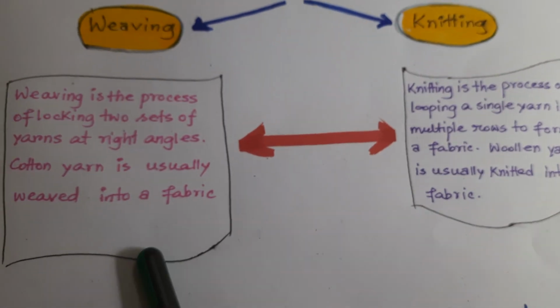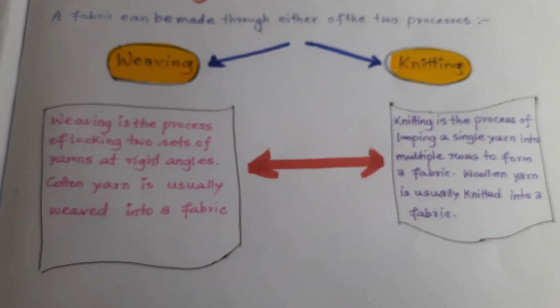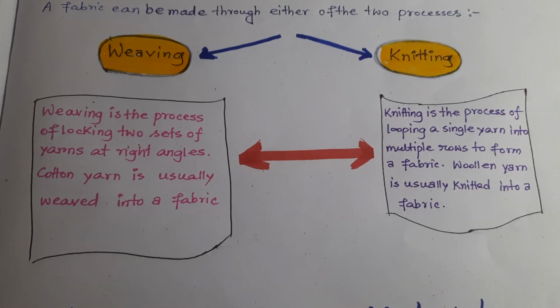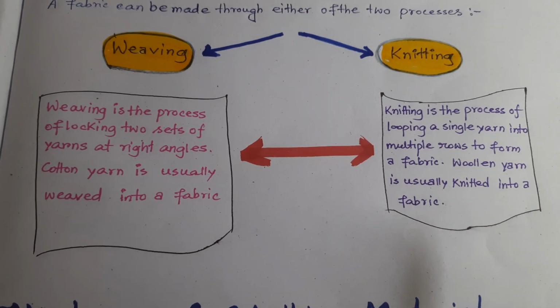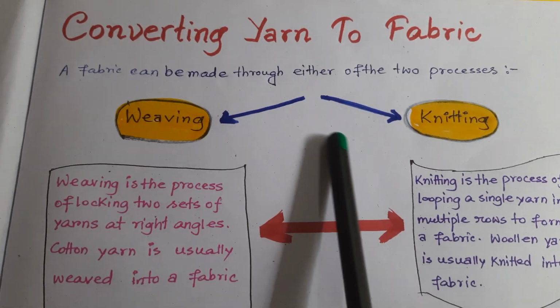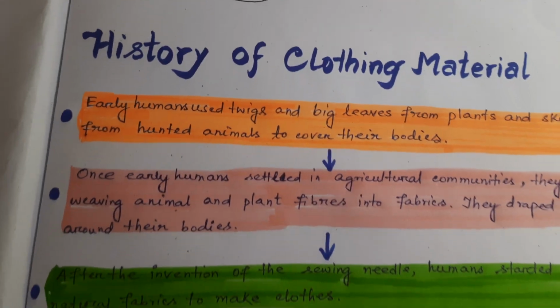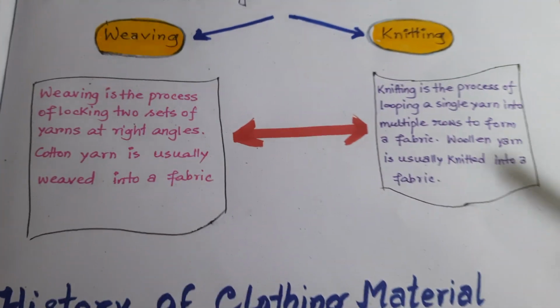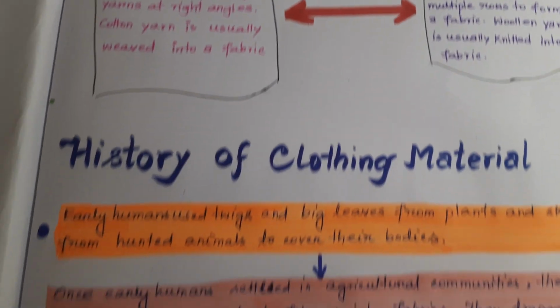I hope you have understood the difference between weaving and knitting. Weaving is the process of using two sets of yarns at right angles, whereas knitting is the process of looping a single yarn. Both are processes of turning yarn into fabric. Now we will come to the history of clothing material. For the CTET, you just need to remember what weaving is and what knitting is.